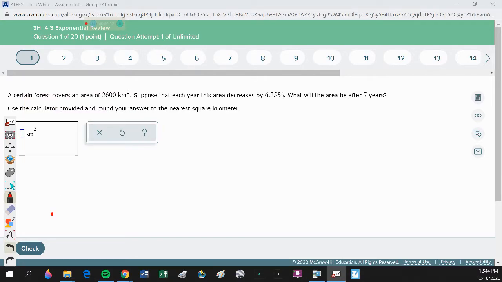So, a certain forest covers an area of 2,600 kilometers squared. Suppose that each year this area decreases by 6.25%. What will the area be after 7 years?